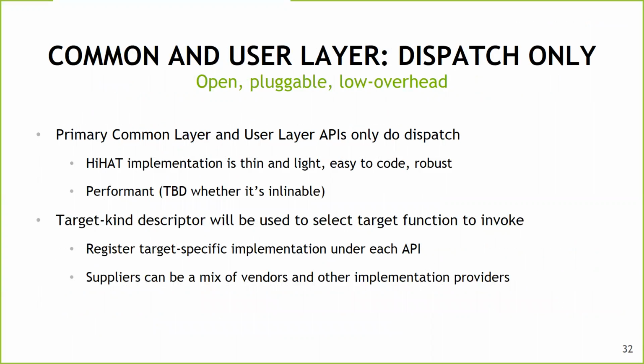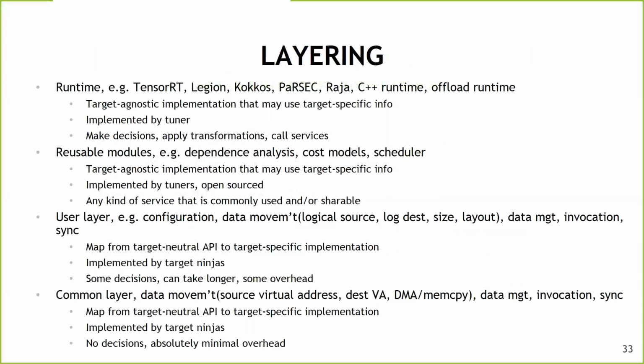So another thing is what we decided with this: we're trying to make the HiHAT user and common layer APIs very thin and very light. So all they do is essentially dispatch. And we want to make that really performant. One of the questions we have, which we'll talk about in a moment, is whether it's alignable as the APIs. Another is that, with this, you basically say, hey, here's my target, here's my other descriptors like my layout and so on, and then you'll pick the underlying implementation that people plug in.